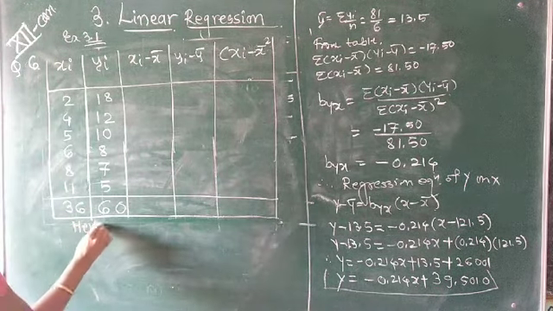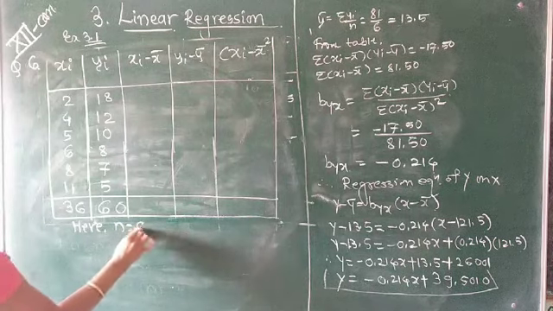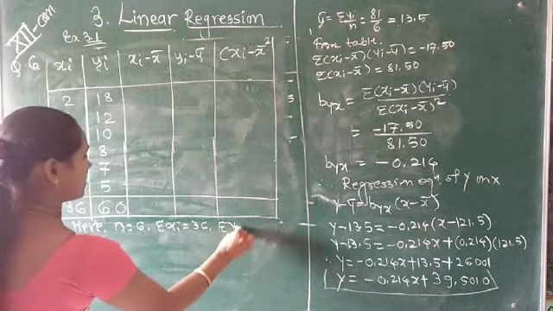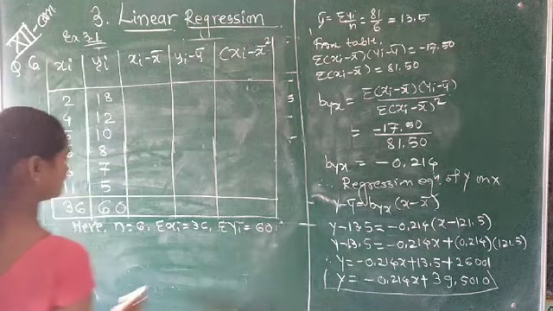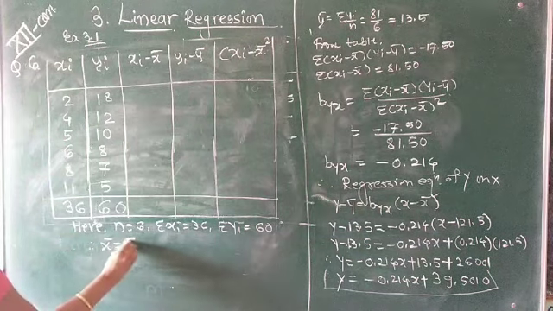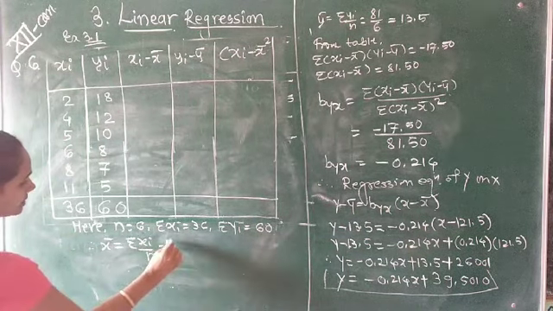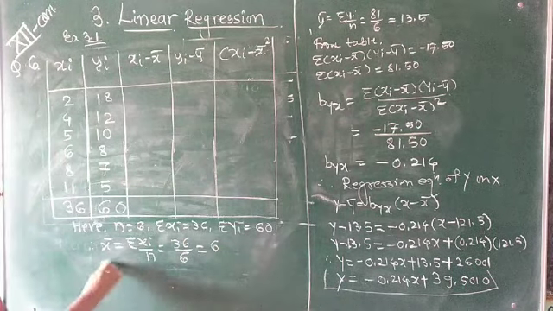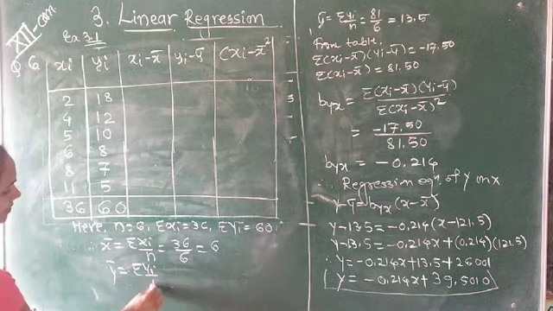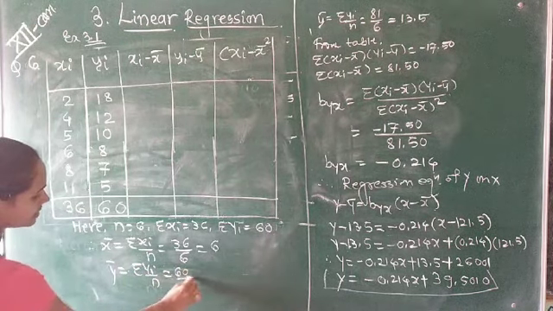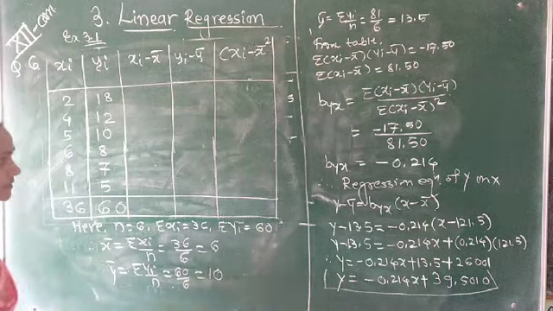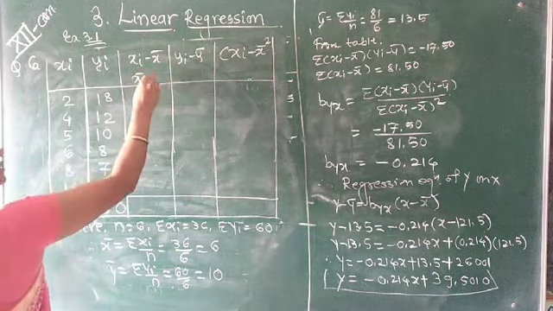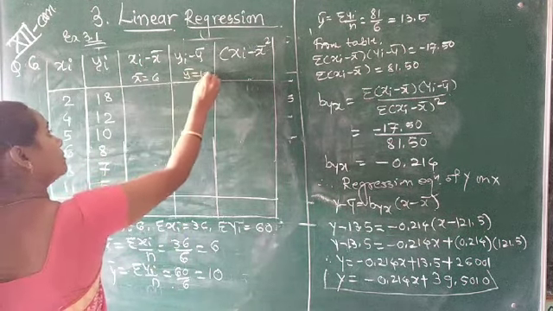Here n is equal to 6, summation xi is 36 and summation yi is equal to 60. So find the mean: x bar is summation xi upon n, 36 upon 6, and y bar is summation yi upon n, 60 upon 6, which is 10. So here mean x bar is equal to 6 and mean y bar is equal to 10.